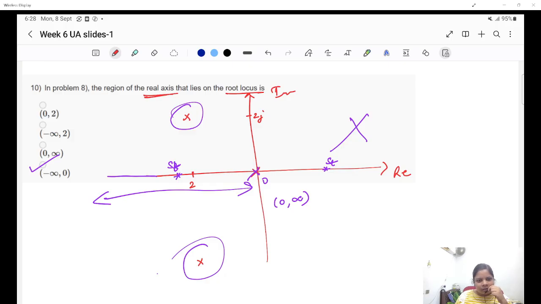Ma'am, sometimes the open loop system equation will be given, I mean the transfer function. In that case, we need to formulate the closed loop system, and then we have to continue with the root locus. No, you have to work with the transfer function of the open loop system only.